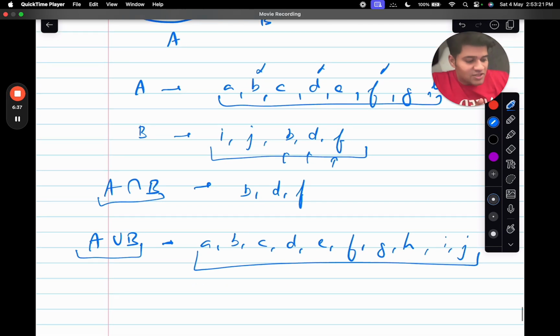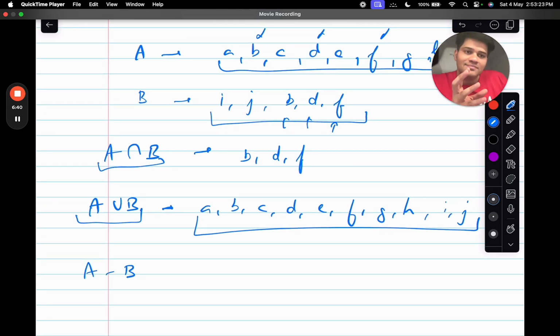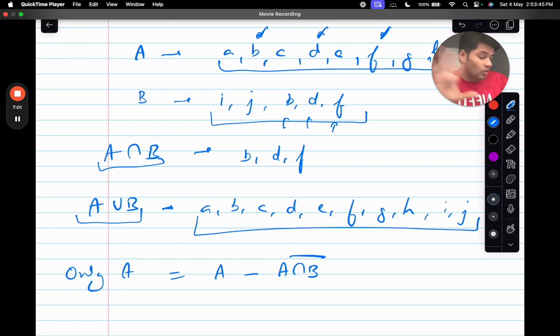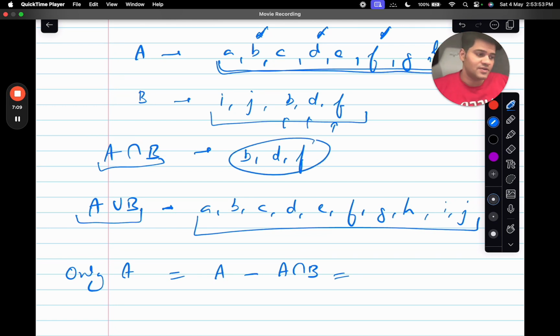Alright. There are also terms like A minus B: people in A who are not a part of B. So that would only mean from A we would have to reduce the intersection. So A minus B means only A, people who are only a part of A, not of B. So you would have to subtract the intersection part. The intersection is BDF and the entire A is A, B, C, D, E, F, G, H. So I will have A but not B, C but not D, E but not F, G and H.